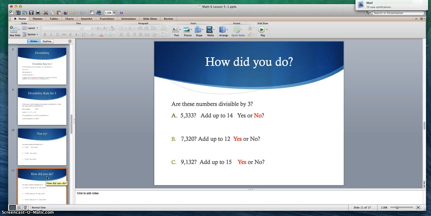How did you do? So A, 5,333 does not add up to a number divisible by 3, so that's no. B, they add up to 12. 7 plus 3 plus 2 plus 0 equals 12. So yes, that whole entire number is divisible by 3. C, 9,132. The sum of all those digits equals 15. So yes, that number is divisible by 3.